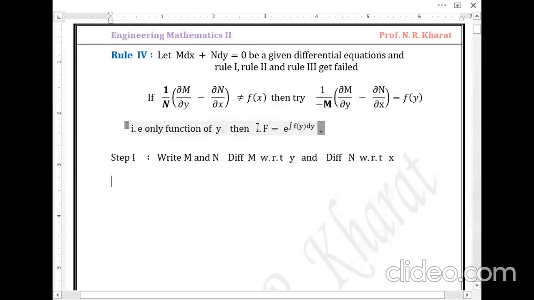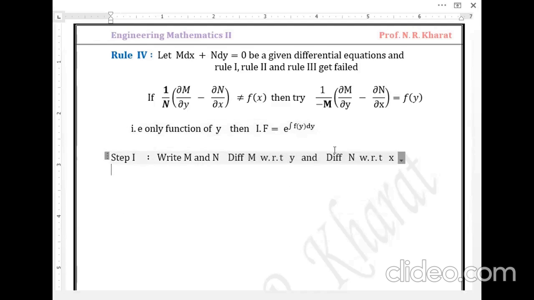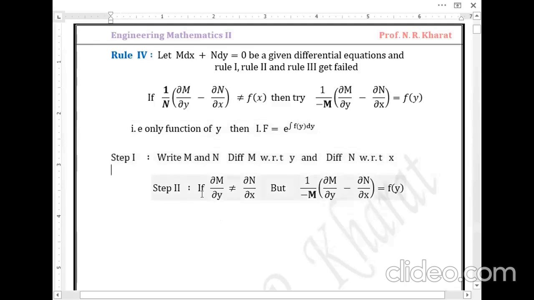First, we have to write M and N, differentiate M with respect to y, then differentiate N with respect to x. With these derivatives, we then find the subtraction. If the derivative of M with respect to y is not equal to the derivative of N with respect to x, the given differential equation is not exact. If it is not exact, then we try this: make the subtraction of both derivatives and divide the subtraction by minus M. If we get only a function of the y variable, then we can find its integrating factor by integrating this f of y with respect to y.